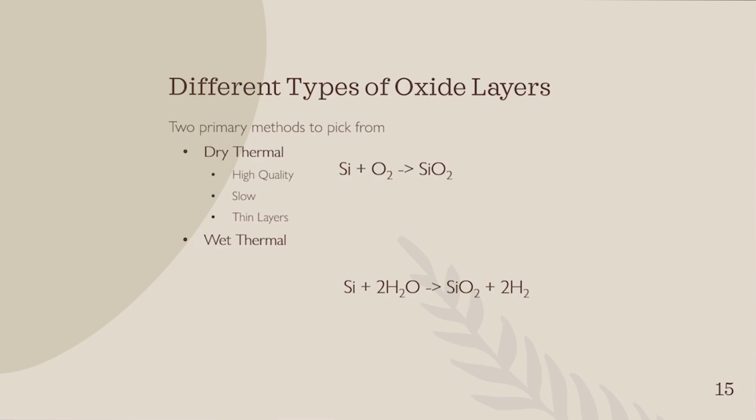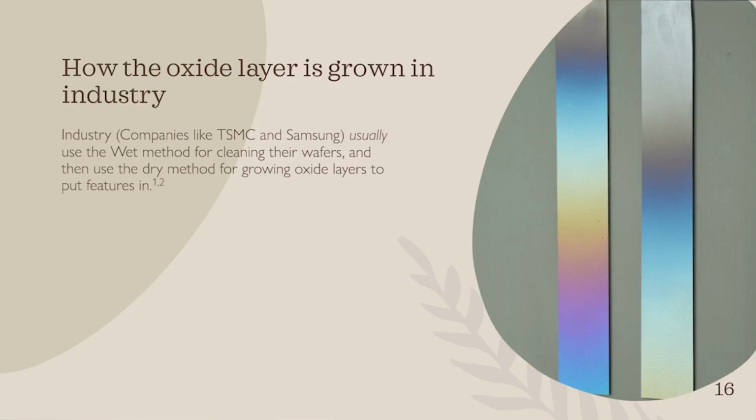There's also wet thermal. Dry thermal is we're just putting it in a furnace with no added anything. Wet thermal is we're also adding in water to give it more oxygen that it can then pull apart because of the steam. Wet thermal has the downside of being lower quality, so the layers might be more uneven, but it's fast and gives really thick layers. So that's why some industries use it.